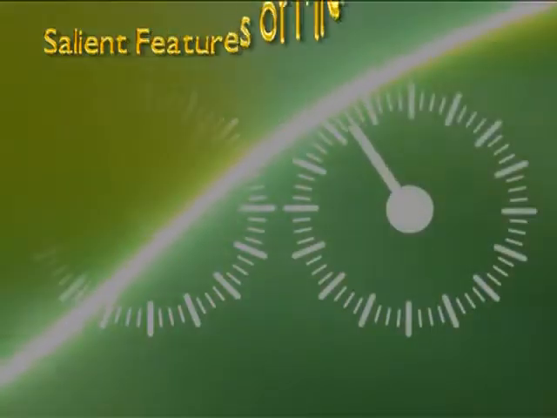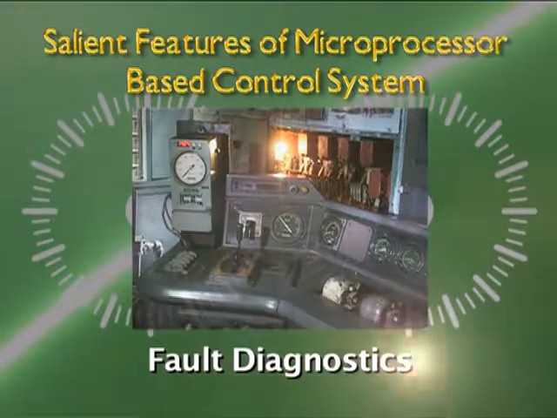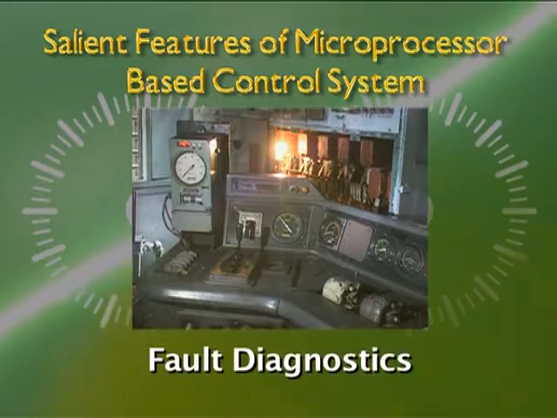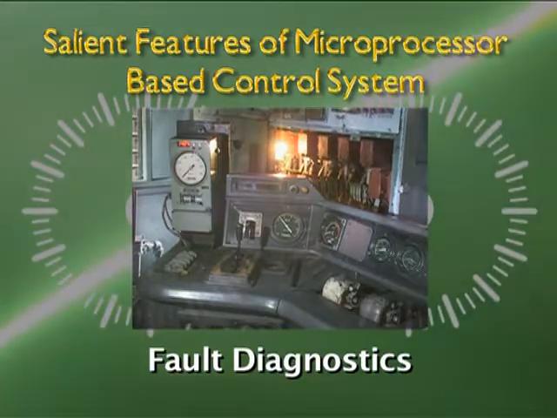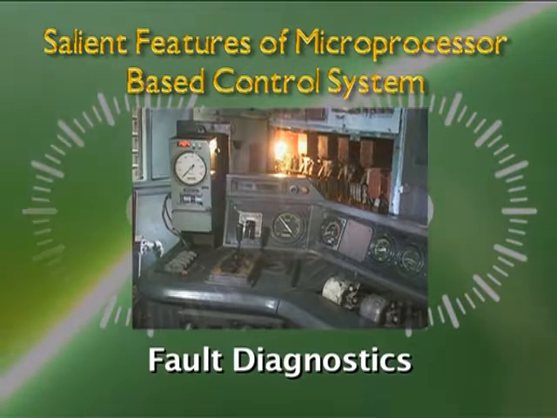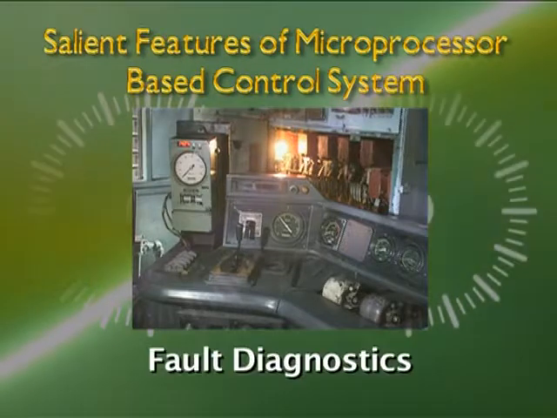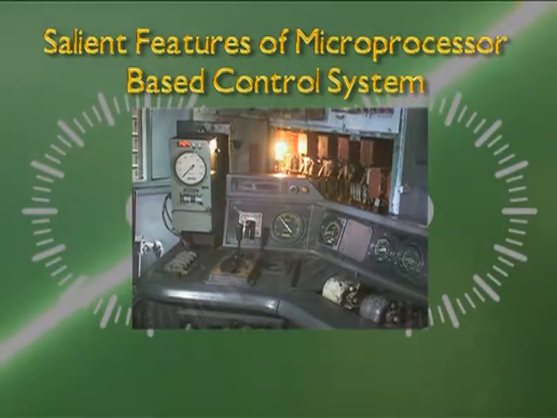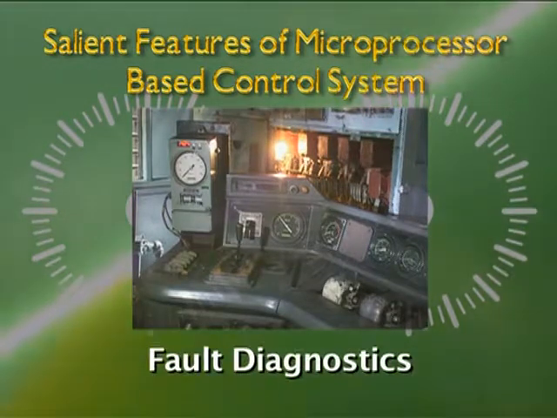Salient features of the microprocessor-based control system. Fault diagnostics. The microprocessor-based system has fault diagnostic capabilities. This system continuously monitors various operational parameters and checks for abnormalities in the functioning of various traction equipments. The fault is displayed on the display unit along with restrictions imposed because of the fault. For information of the driver, the fault code along with real-time and date stamp is logged in the error log memory.